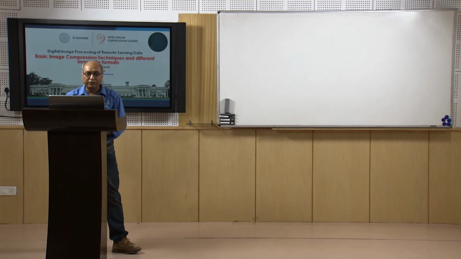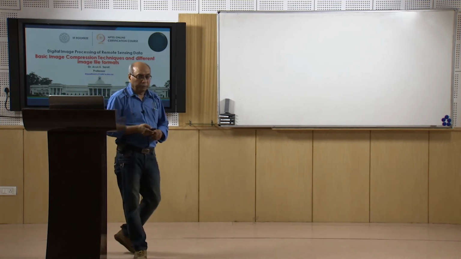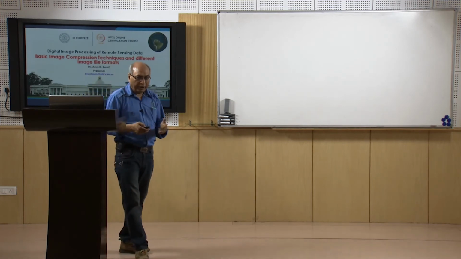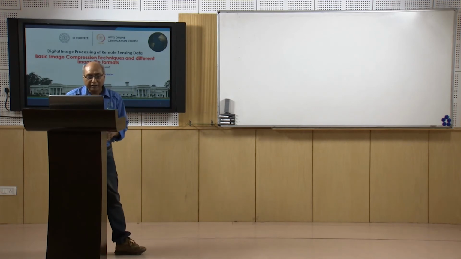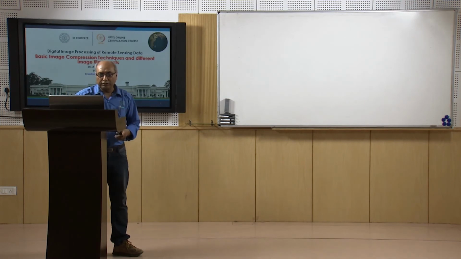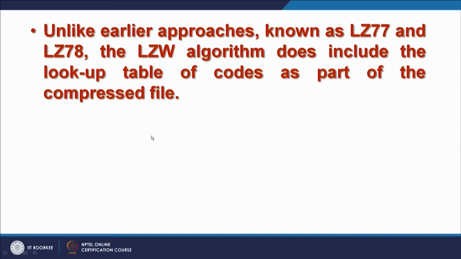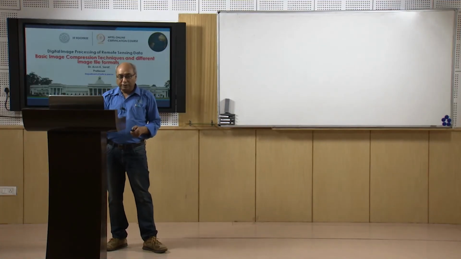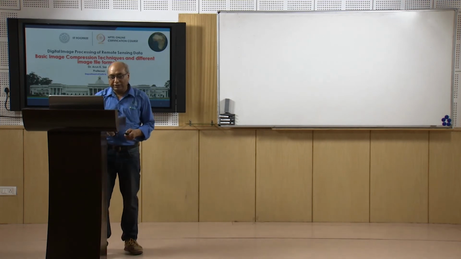And there are various versions of LZW also available, like LZW, which was developed in 77, then the modified, upgraded version in 78, then the other one. Also, the LZW algorithm does not include the lookup table of codes as part of the compressed file, and the decoding program that uncompresses the file is able to build the table itself by using the algorithm as it processes the encoded input. So the decoding or unzip is inbuilt basically.